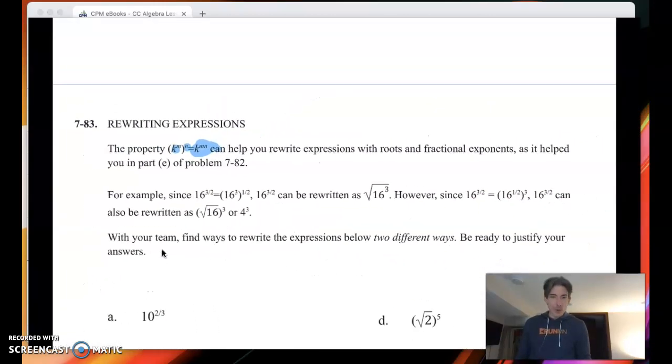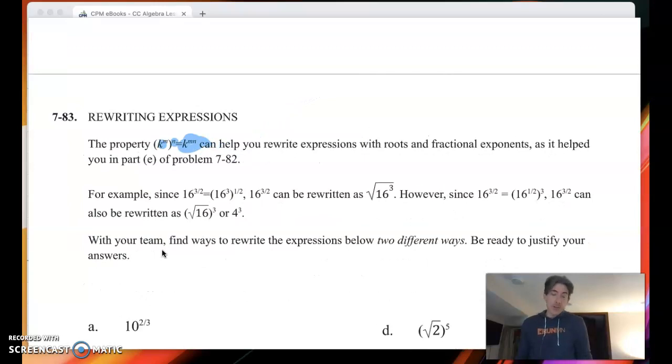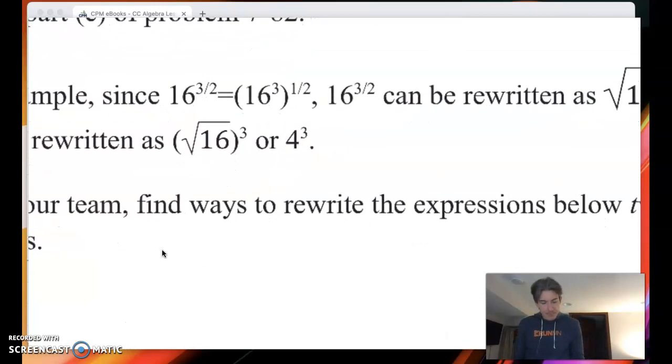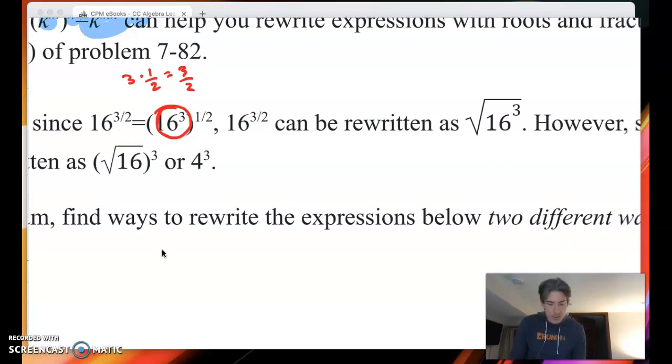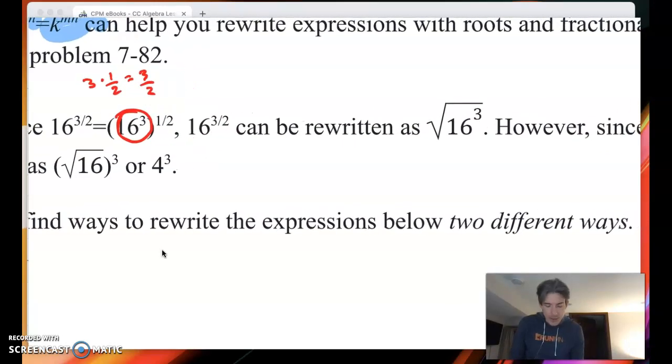And it works for rational, or as they're called here, fractional exponents as well. There's an example. They say 16 to the 3/2 power. That's 3 over 2. That can be rewritten as 16 to the third, to the 1/2, because 3 times 1/2 is 3/2. Okay? We can also rewrite that with a radical.